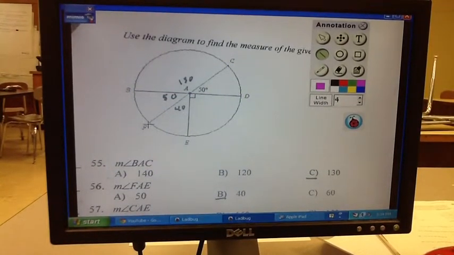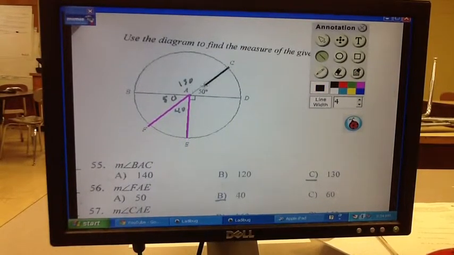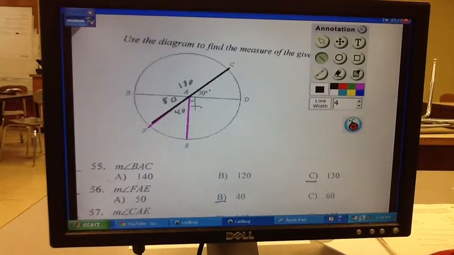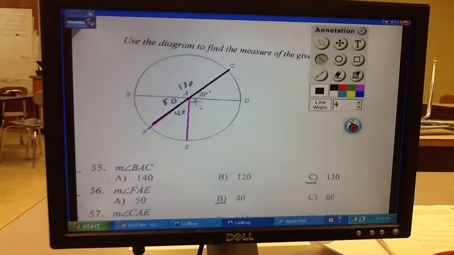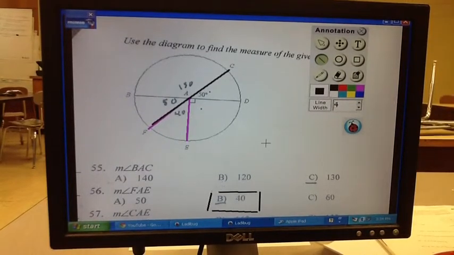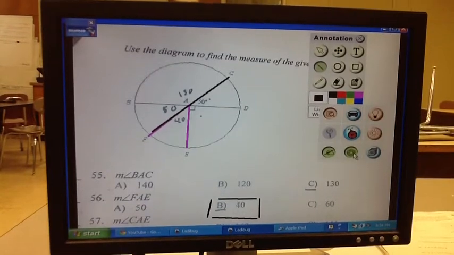FAE. Awesome. Same thing again. We got a straight line here. We got a 50 and a 90. You can do 180 minus 50 minus 90 degrees. Remember that right triangle there is 90. And it ends up giving us 40. Awesome. Hopefully those don't give you any trouble. I don't see them doing that.